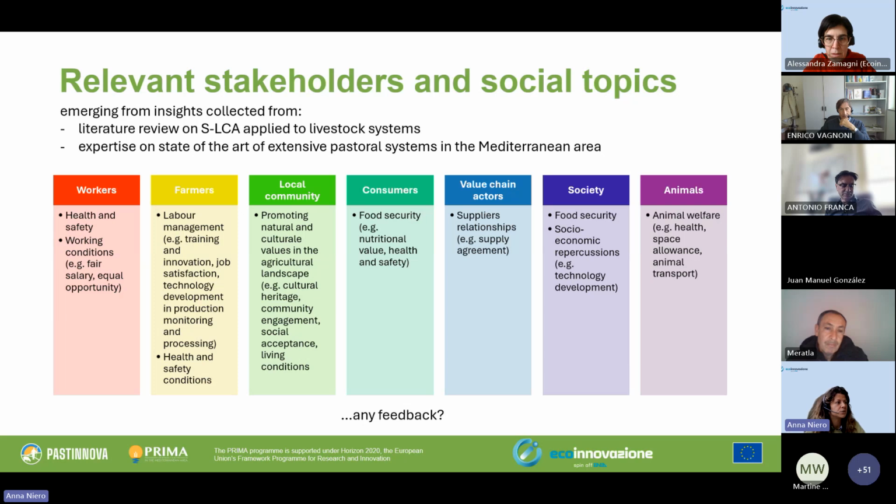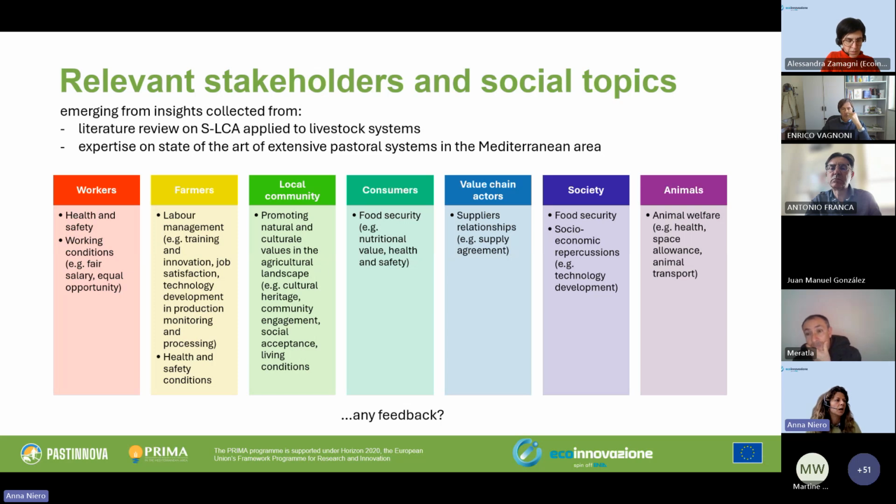For the consumers category, we refer, of course, to the characteristics of the final product, which is consumed by consumers. So the nutritional value and the health and safety aspects. We identified among the social topics also the relationships with suppliers, which can affect, for example, final product prices, management strategies and logistics and so on. So referring to supply agreements.